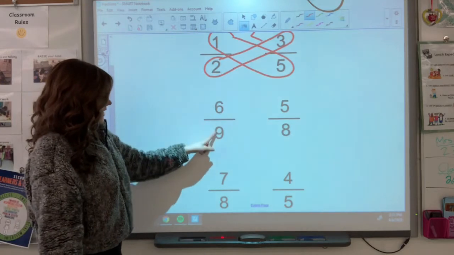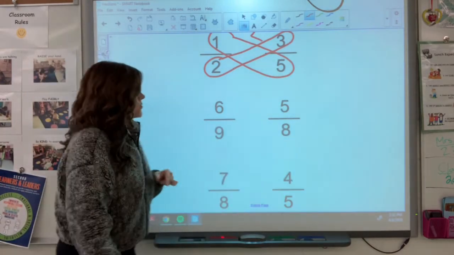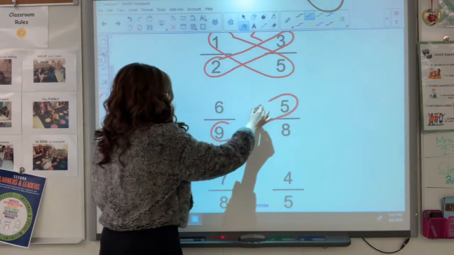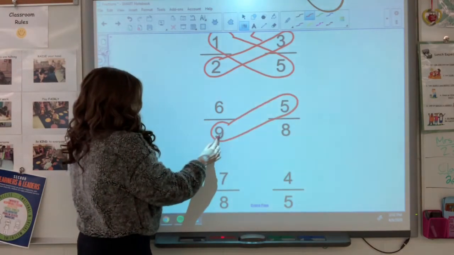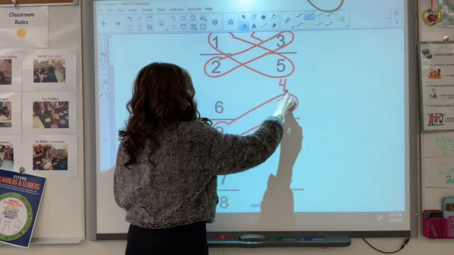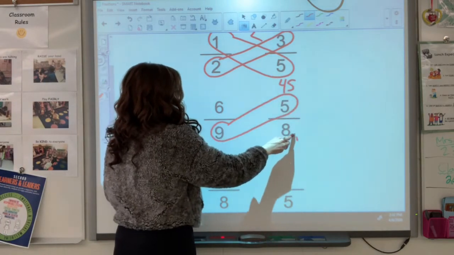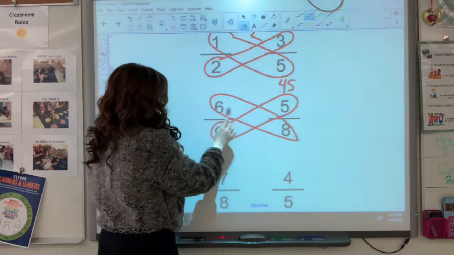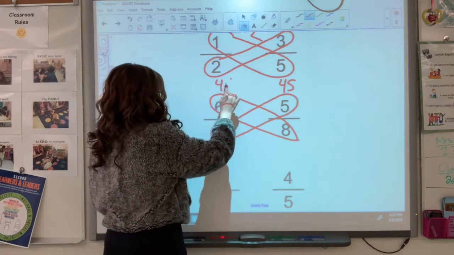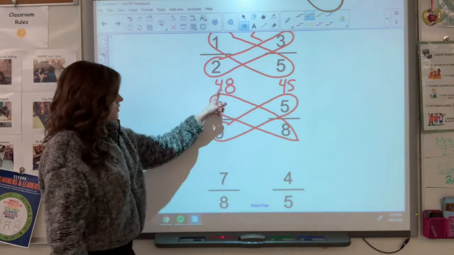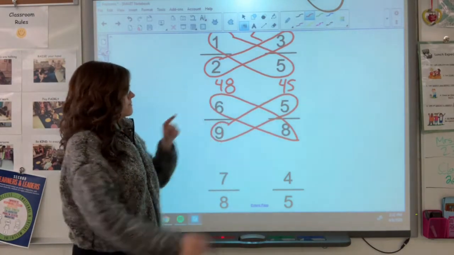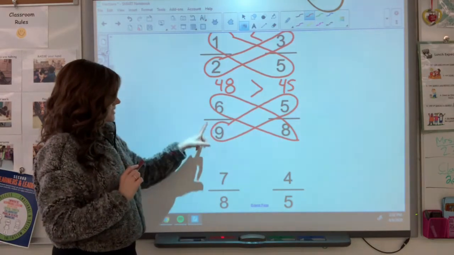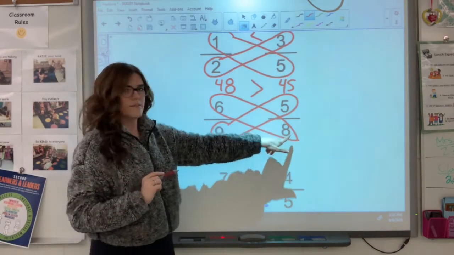We have 6/9 and we have 5/8. So again, you multiply the denominator of the first fraction with the numerator of the second. So we have 9 times 5, which is 45. And then we multiply the denominator of the second with the numerator of the first. So we have 6 times 8, which is 48. So we go ahead and look at our two new numbers on the top here. And we know 48 is bigger than 45. So therefore 6/9 is greater than 5/8.